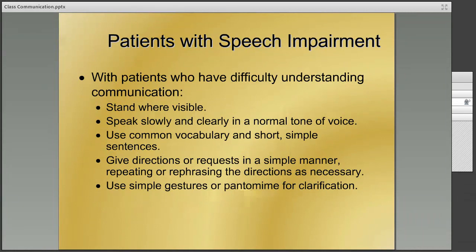Patients with speech impairment, patients who have difficulty understanding communication: stand where you're visible to them. Speak slowly and clearly in a normal tone of voice. Use common vocabulary in short, simple sentences. Give directions or requests in a simple manner, repeating or rephrasing the directions as necessary, and use simple gestures or pantomime for clarifications.